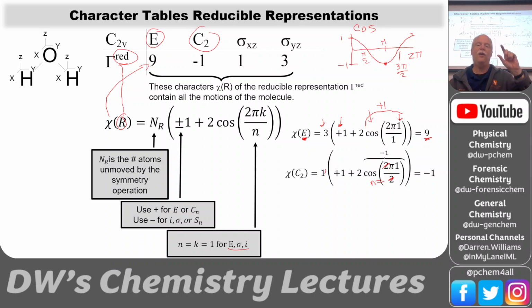And what about this guy? I didn't talk about that one. Why is that a 1? Oxygen hasn't moved. So we did a rotation, and the oxygen's on the axis of rotation, and so the character under that rotation is 1. That piece, NR, is just 1. So we end up with minus 2 plus 1, which is minus 1 times 1, so we still have minus 1. So that's the reducible character here for C2.